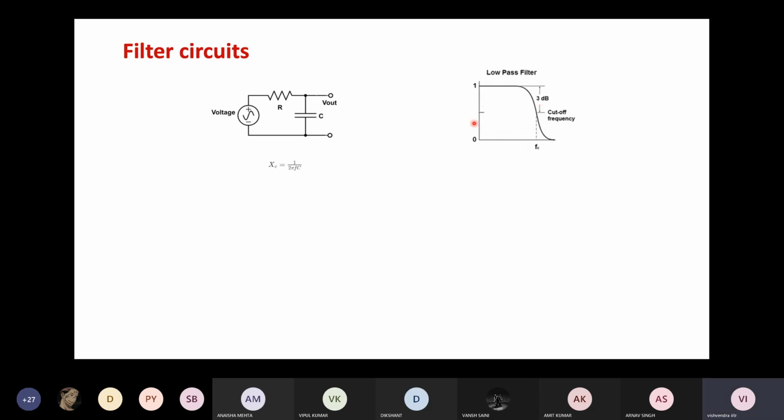So this is a plot which plots the gain versus frequency. Gain means what would be the output as compared to the input. And for low frequencies, on the x-axis we have the frequency. For low frequency, the output is almost same as the input. But as soon as the frequency increases beyond a point, the output starts declining. And at very high frequencies, the output will be zero.